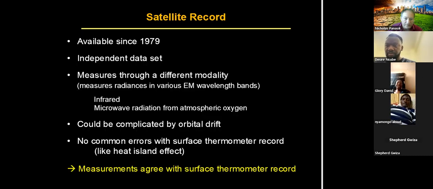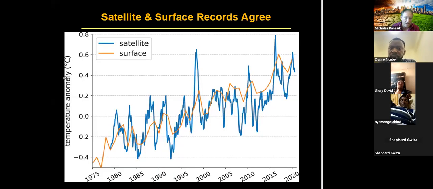Okay. So as we were saying with the satellite record, it's a relatively short time period. It's only available from like 1980 on. It's an independent data set, so it has different kinds of errors from the thermometer record. It measures through different modalities, the infrared and microwave. It has its own errors, but those errors are not the same kinds of errors that you would get with the thermometer record. And when you plot both of these records together, you're going to see the trends are very similar.